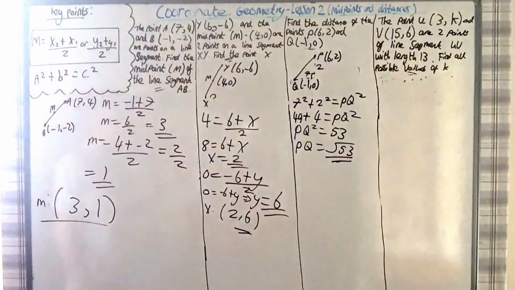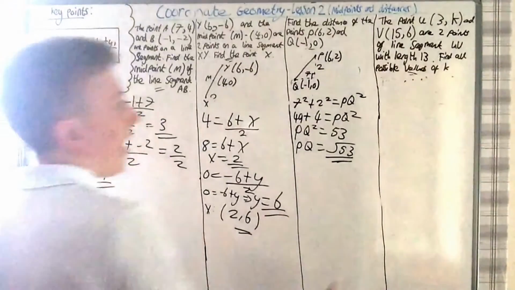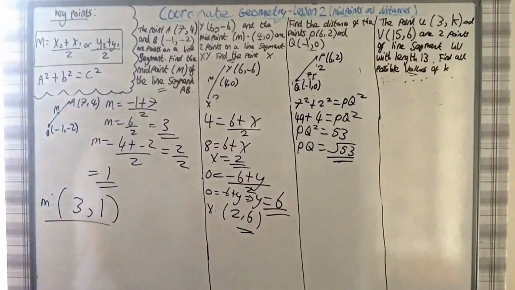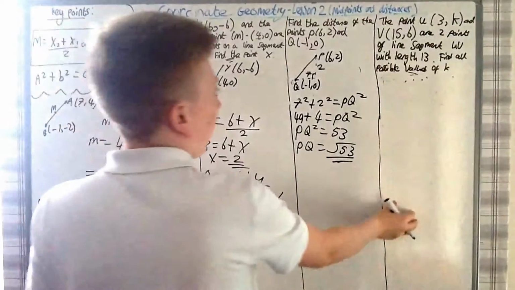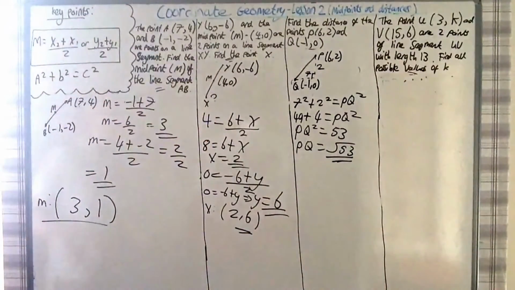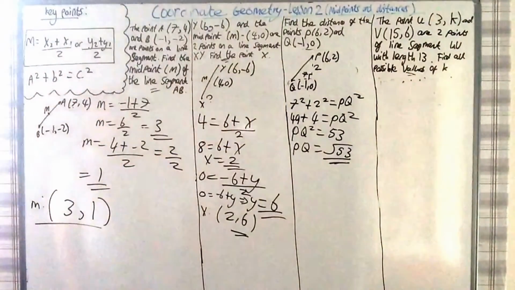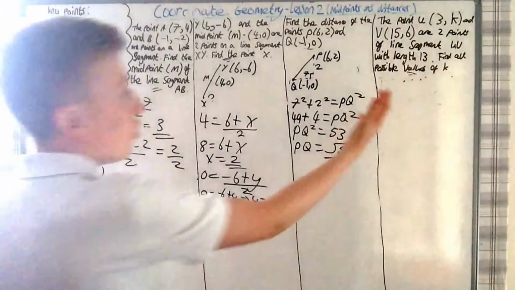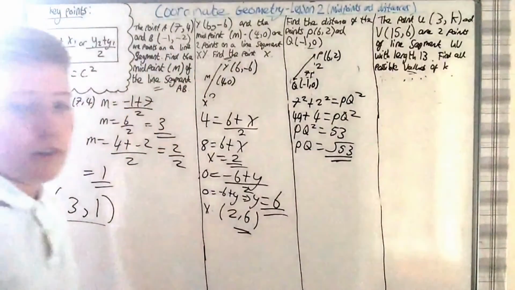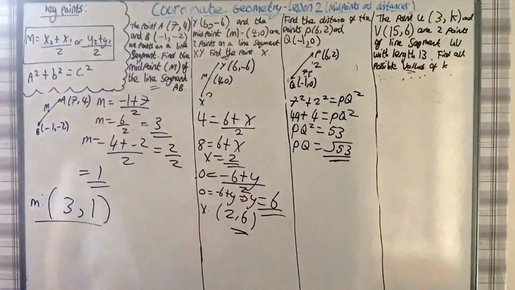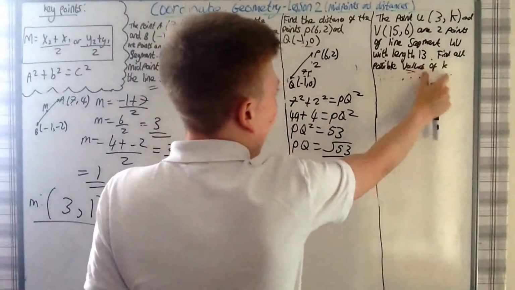However, this is slightly more difficult, and you have to read the question very carefully to make sure you do the right thing when working out the answer. So with this question, it says the point U, which has coordinates 3, k, and V, with coordinates 15, 6, are 2 points of the line segment UV, with length 13. And we're told to find the possible values of k.